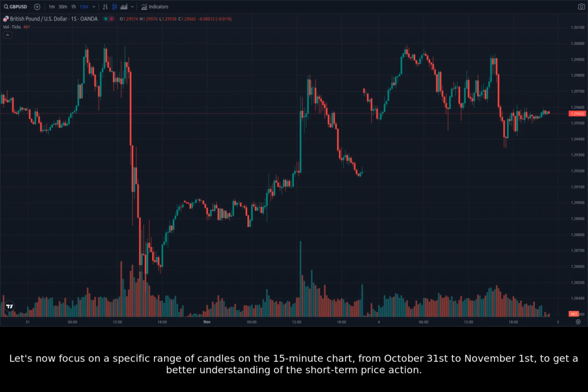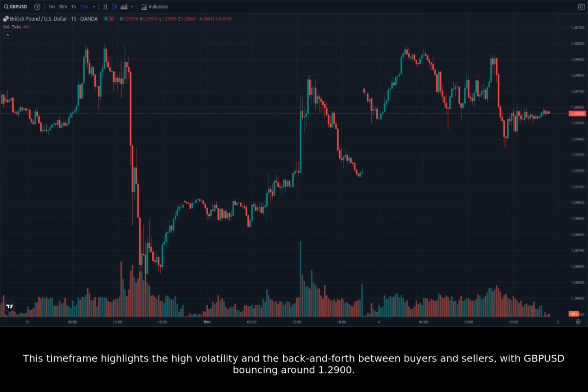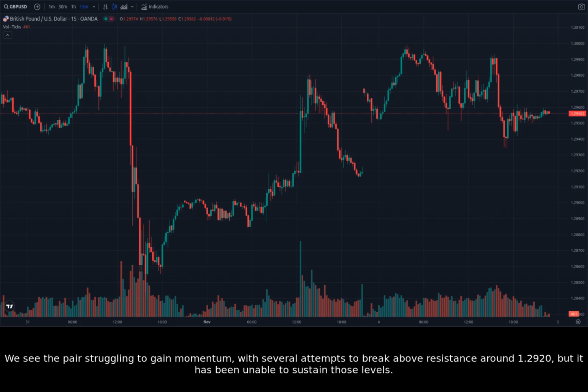Let's now focus on a specific range of candles on the 15-minute chart, from October 31st to November 1st, to get a better understanding of the short-term price action. This time frame highlights the high volatility and the back and forth between buyers and sellers, with GBPUSD bouncing around 1.2900. We see the pair struggling to gain momentum, with several attempts to break above resistance around 1.2920, but it has been unable to sustain those levels.